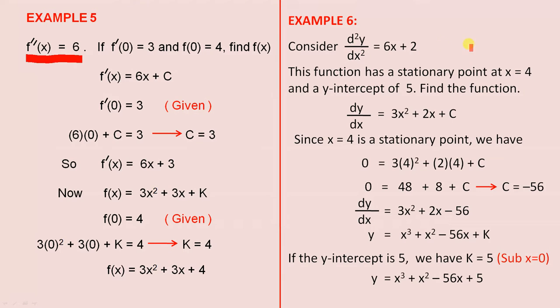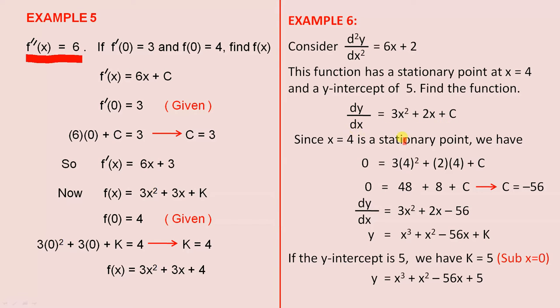Example 6. If d squared y dx squared is 6x plus 2, that's what we're given. The function has a stationary point at x equals 4 and a y-intercept of 5. Find the function. Okay, here's the second derivative. So the first derivative must be 3x squared plus 2x plus c. Just find the primitive function of that.